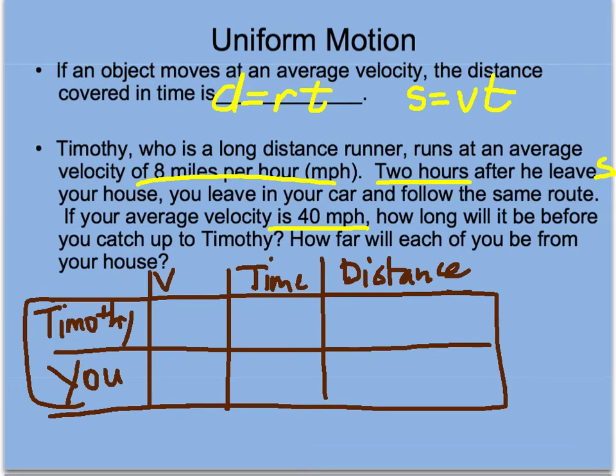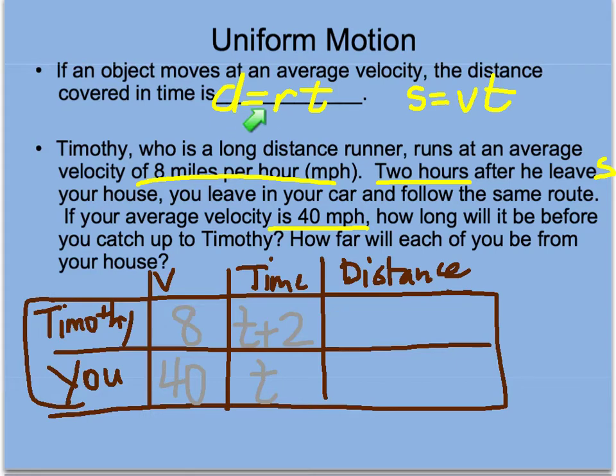Alright, to help us in this problem, I've created a little table for Timothy and for you. We need your velocity, we need the time, and the distance. So I know that the velocity for Timothy is 8 miles per hour. I also know that your velocity is 40 miles per hour. We're going to let your time equal t, and Timothy's will equal t plus 2, because that takes into account the 2 hours that he's already been running.